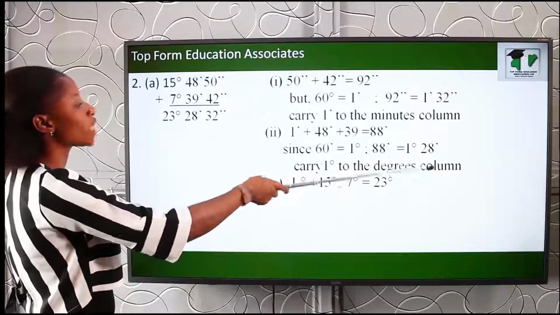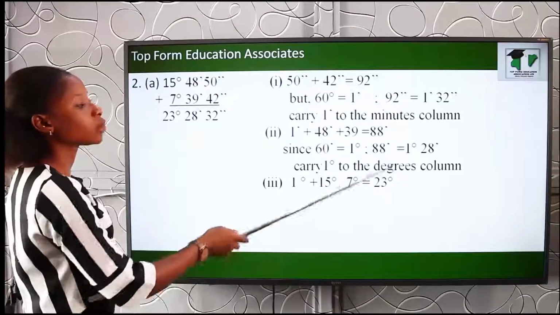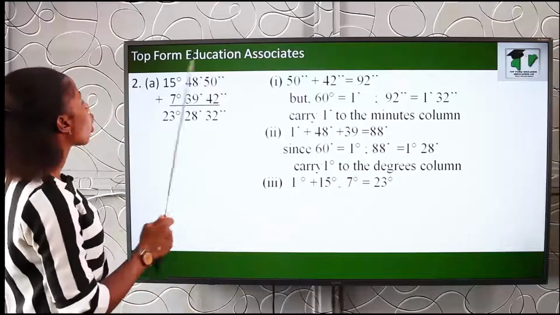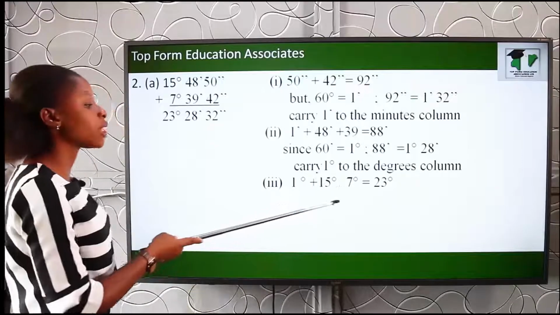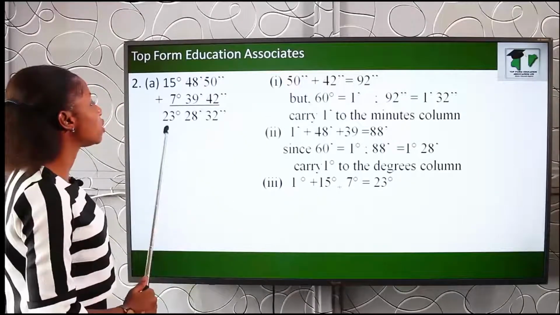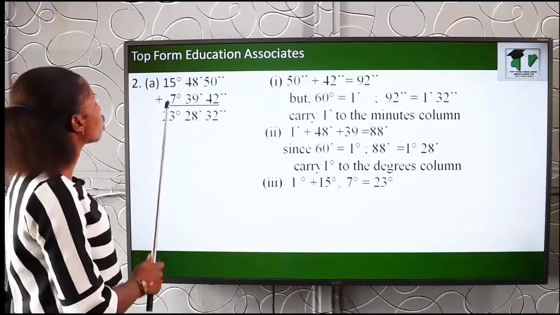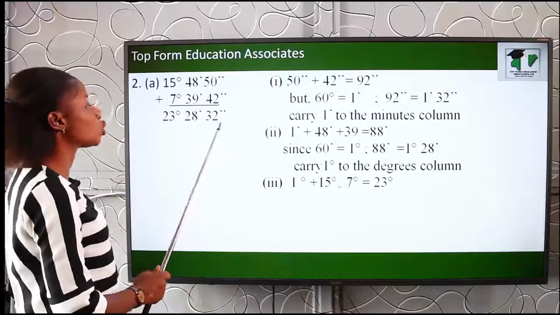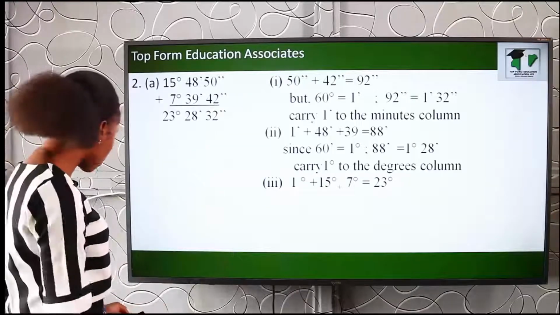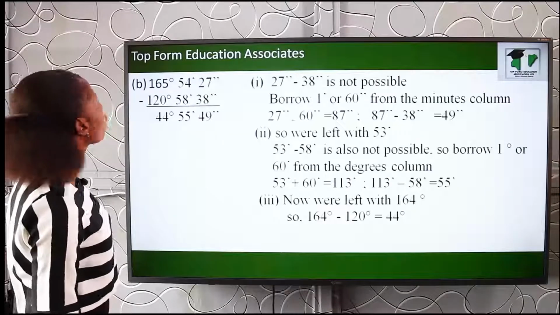So we're just going to write the 28 minutes here, and we're going to take the 1 degree to the degrees column. Now when we add it, 1 degree plus 15 degrees plus 7 degrees, we're going to have 23 degrees. So the sum of this addition is 23 degrees, 28 minutes, and 32 seconds. If you got that correct, please put your hands together for yourself.